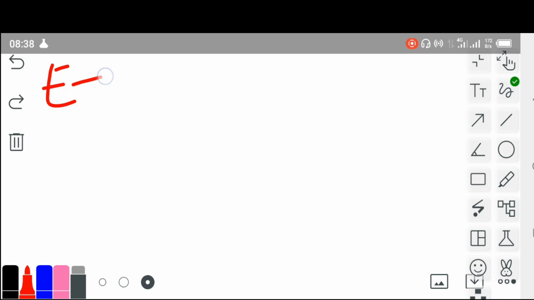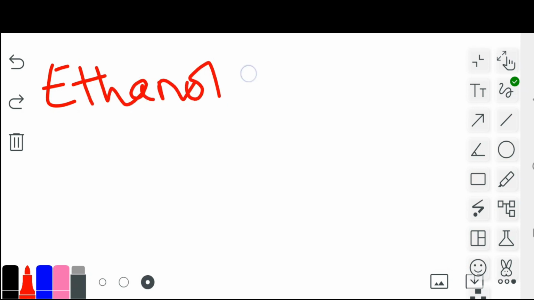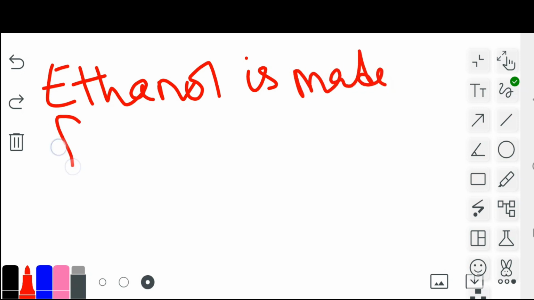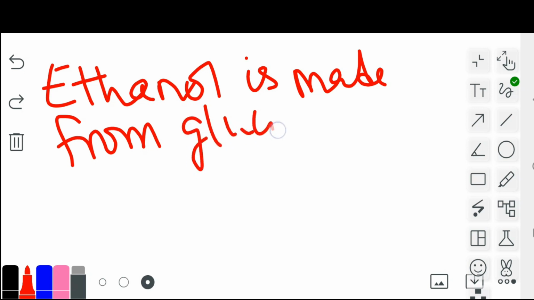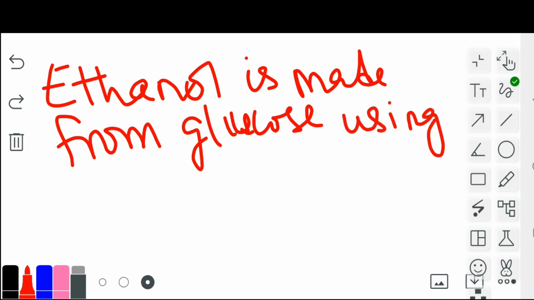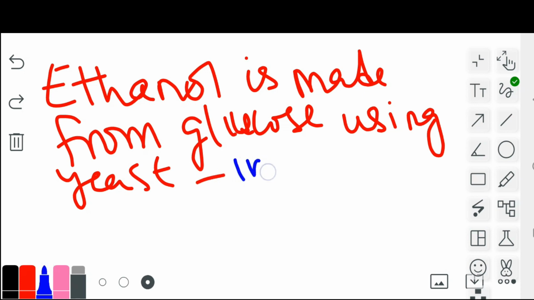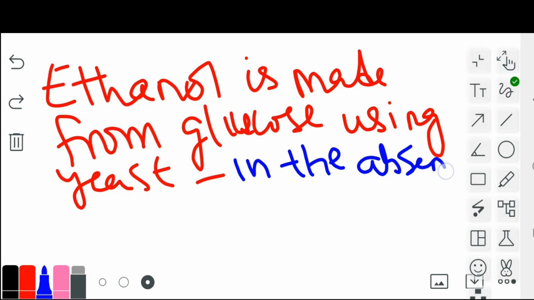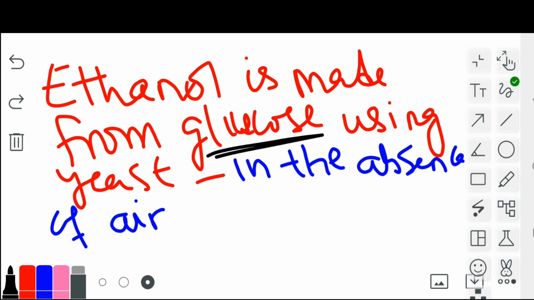What we mean by this is that ethanol is made from glucose, using some yeast. This is always in the absence of air. So we are converting glucose directly to energy, carbon dioxide, as well as ethanol.